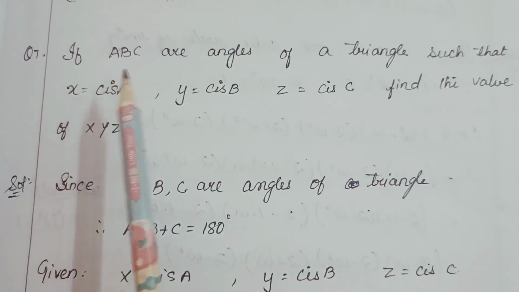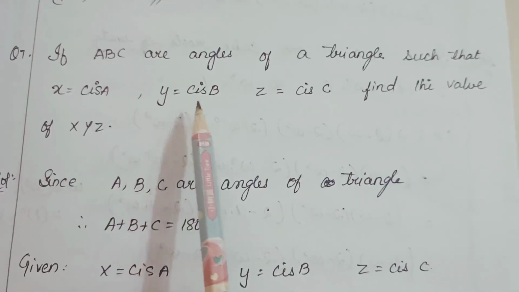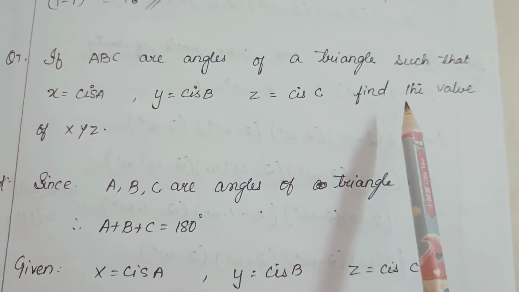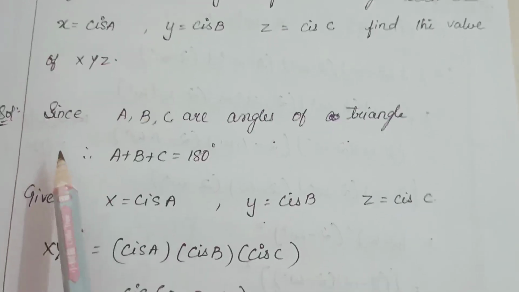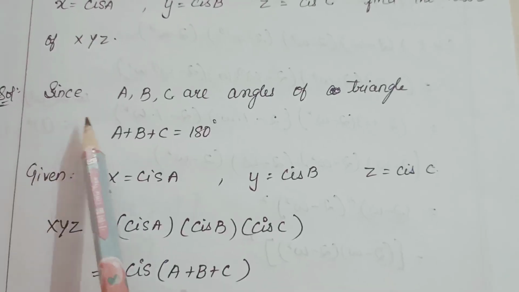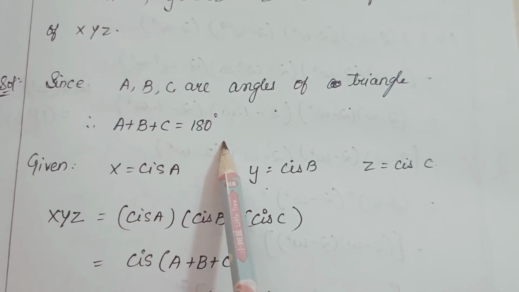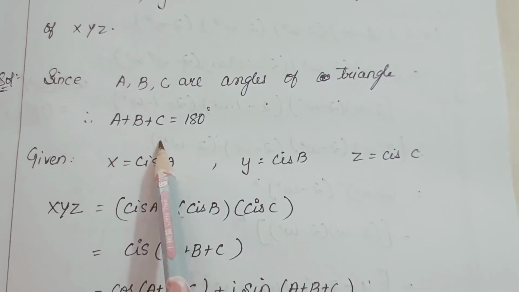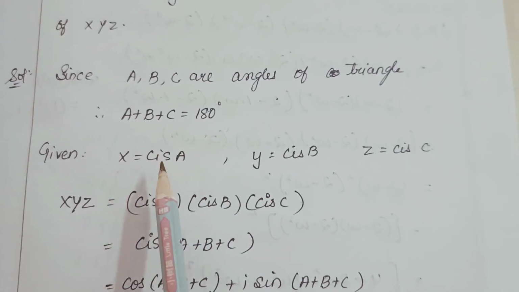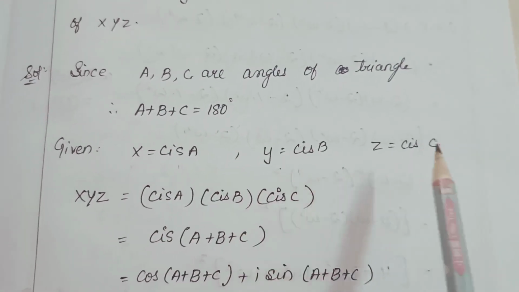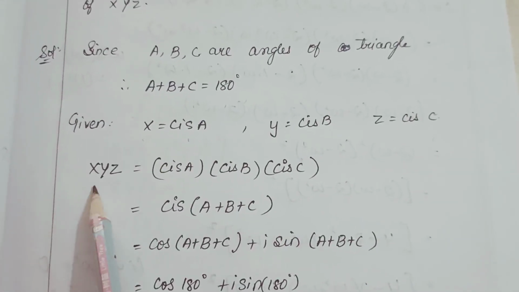Question number 7. If A, B, C are the angles of a triangle such that x is equal to cis A, y is equal to cis B, z is equal to cis C, find the value of x y z. Since A, B, C are the angles of a triangle, then A plus B plus C is equal to 180 degrees. We know the sum of all the angles of a triangle is nothing but 180 degrees. Given x is equal to cis A, y is equal to cis B, and z is equal to cis C. Okay, we want x y z.